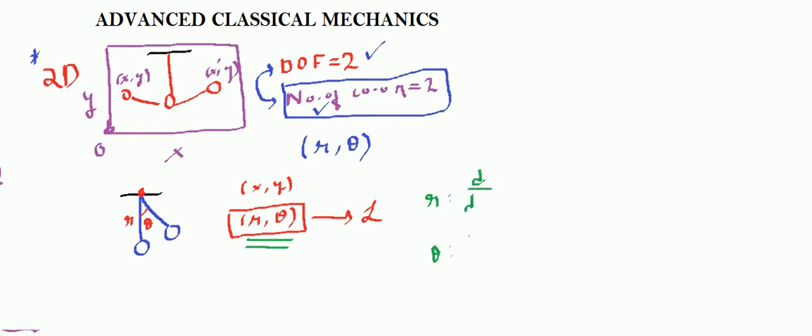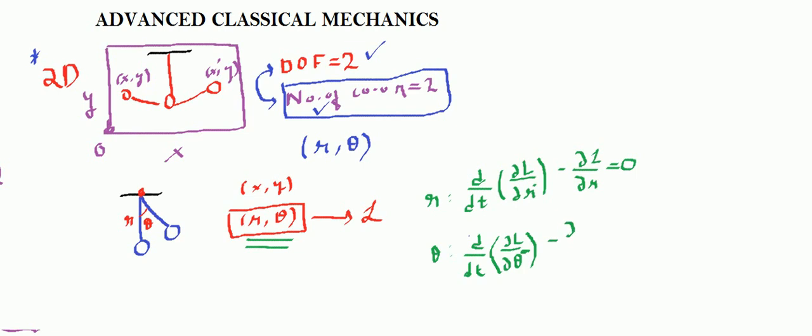So there will be a Lagrangian equation of motion: d by dt of del L by del r dot, minus del L by del r. Remember, there is always a dot on the coordinate. So this is the first equation of motion. And the second equation of motion will be in theta. So there will be d by dt of del L by del theta dot, minus del L by del theta, equals 0. Remember, there is always a dot.